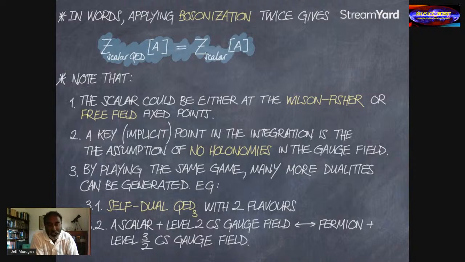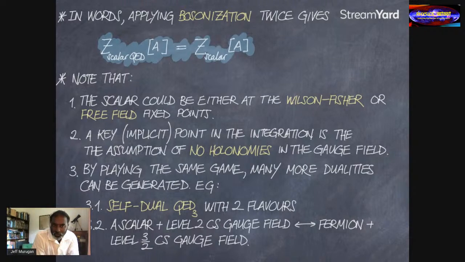just a Wilson-Fisher scalar. In fact, it doesn't have to be dual to a Wilson-Fisher scalar. It could be a free scalar or a Wilson-Fisher scalar. The bosonization duality doesn't actually disambiguate between those two.